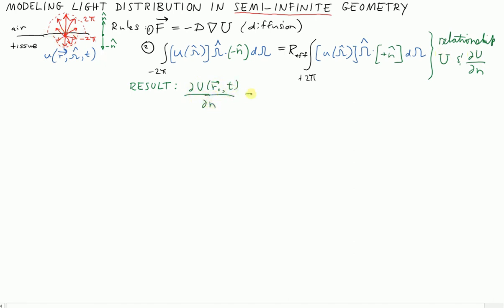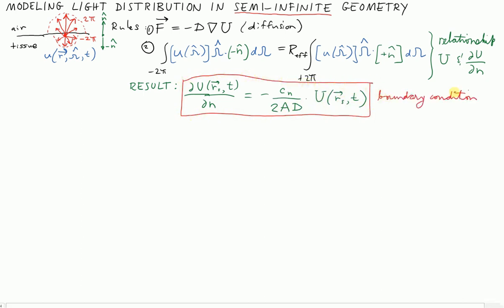That normal derivative is equal to the following quantity: negative speed of light in the medium over 2 times a constant A that I'll mention in a second, and the diffusion coefficient D, times U itself. Again, for any point R sub s located at the surface. So that's the key result that comes out of doing the math. This is the boundary condition for this semi-infinite geometry. So this term on the left is the rate of change in the n hat direction.